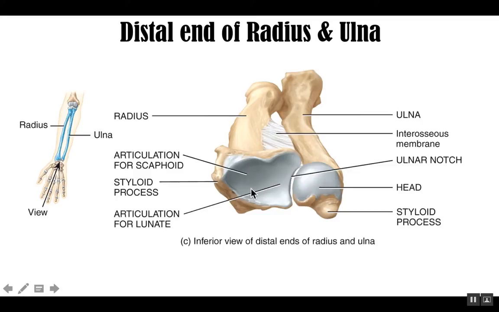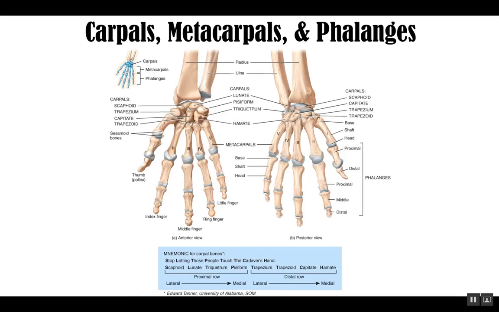We also see a surface here where two of our carpal bones will be articulating. The scaphoid is going to attach here on the radius. The lunate is going to make contact here on the radius. Those carpal bones and metacarpal bones and phalanges will be a topic of the next lecture.